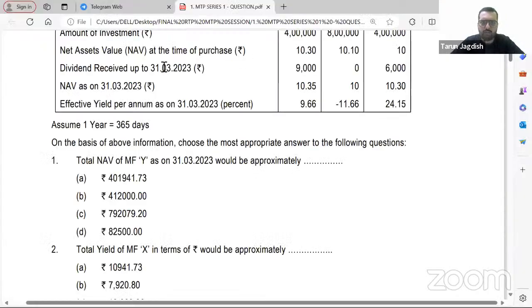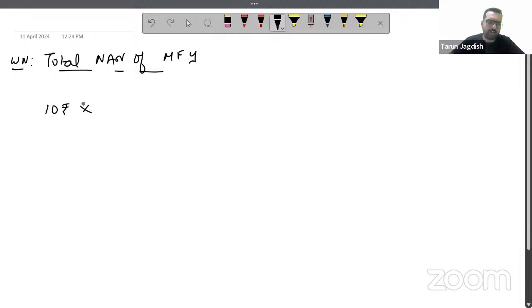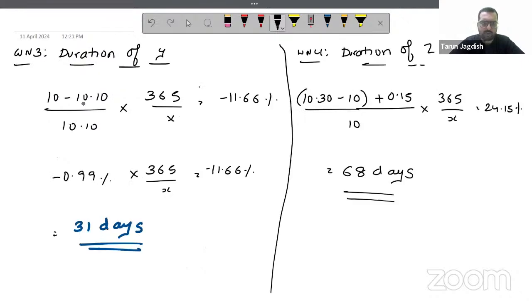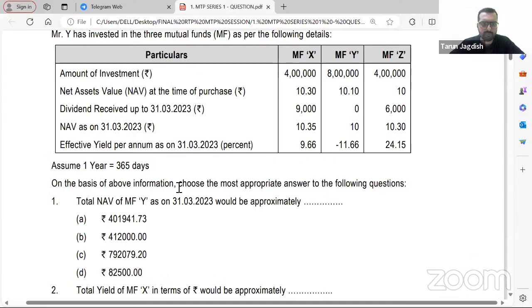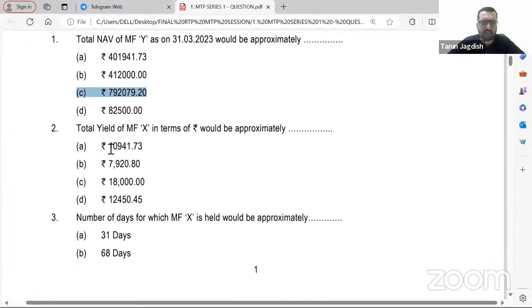What is the closing NAV we found out for mutual fund Y, friends? 10, correct? And how many units we got over here? Into what is the number of units for Y? 79,207.92. 7,92,079 rupees will be the total NAV. Shall we just cross check this now here? See, so the answer is going to be C for the first one. We've got exactly the same answer. Let's read the second requirement now.